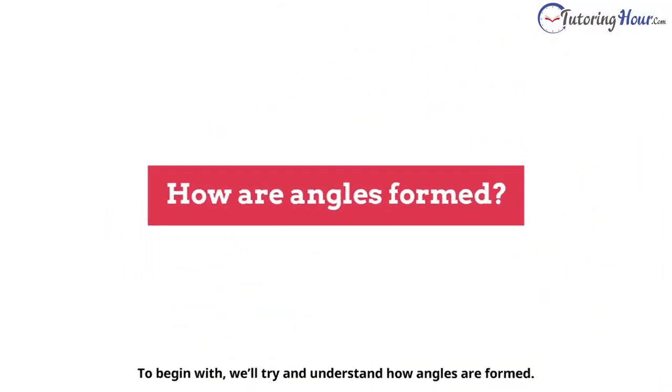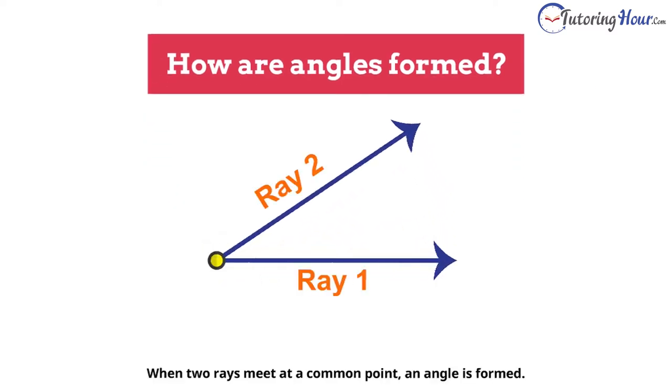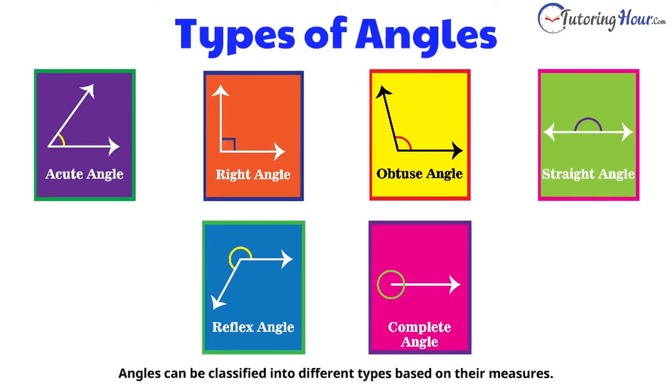To begin with, we'll try and understand how angles are formed. When two rays meet at a common point, an angle is formed. Angles can be classified into different types based on their measures.